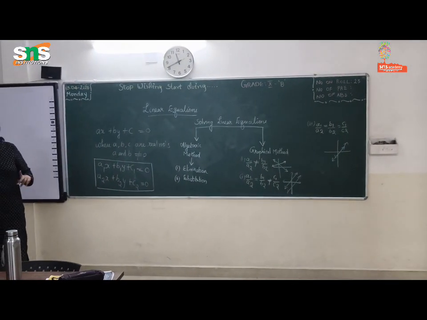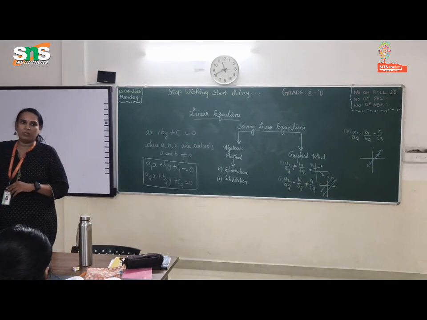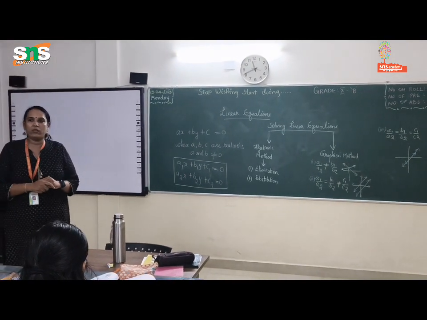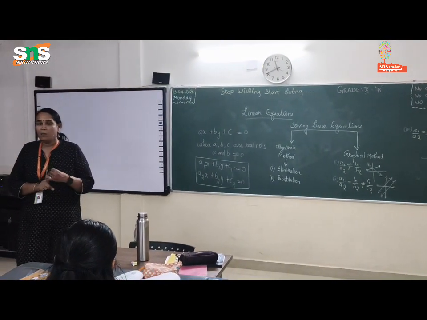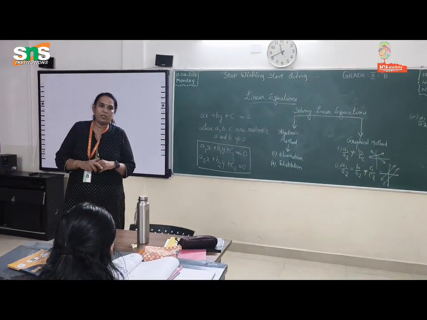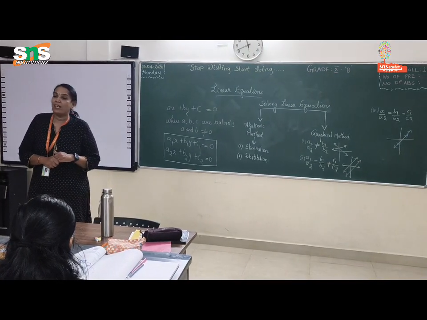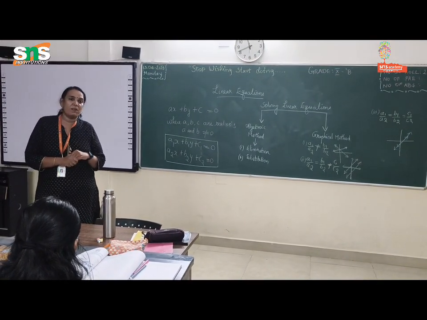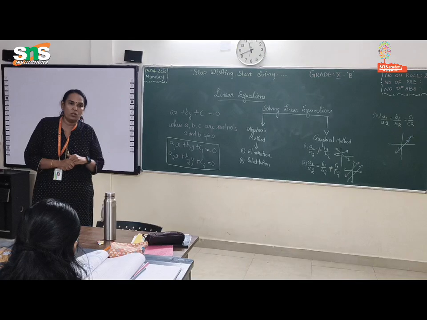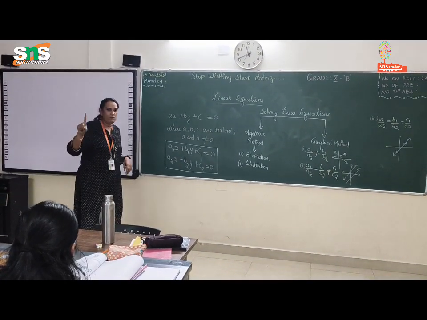So in this class we are going to learn linear equations with two variables. Already we learned linear equation with one variable. May I know the general form for the linear equation with one variable? ax + c = 0. ax + c = 0 means it is only one variable.